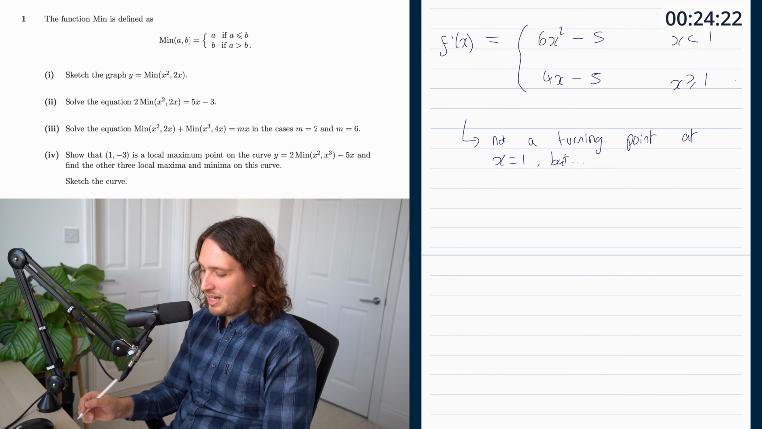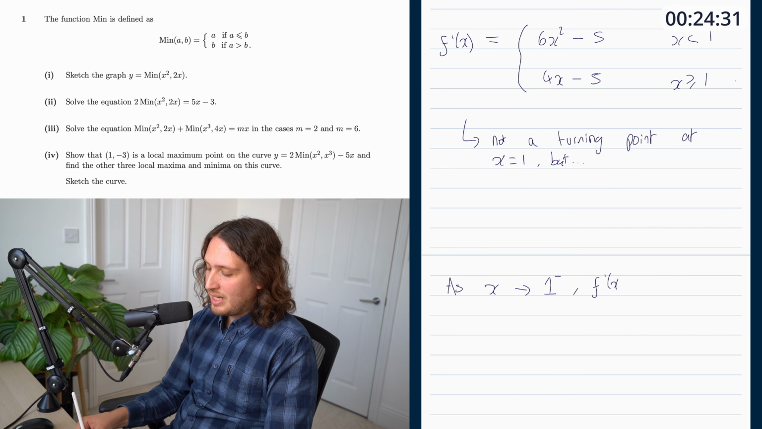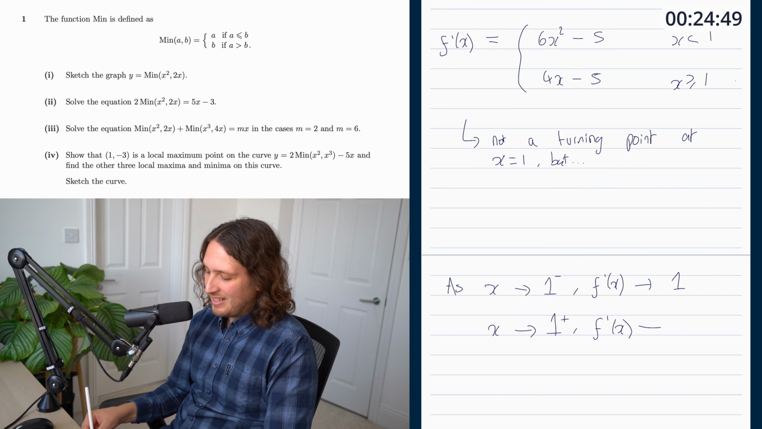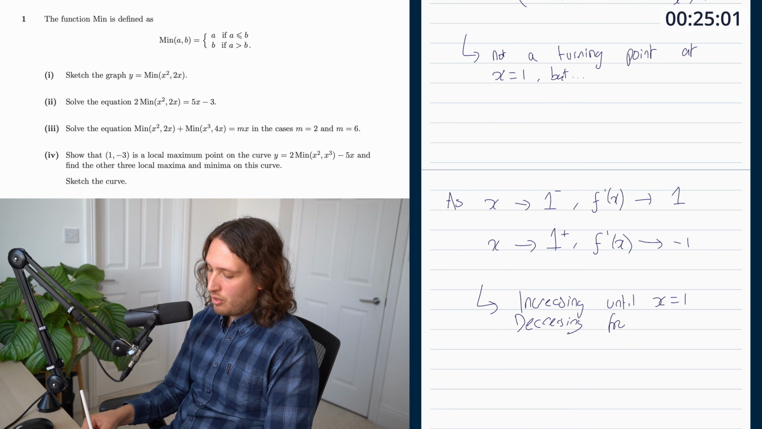Let's evaluate the derivative in each of the two cases. So as x approaches 1 from the left, the derivative, well, I meant to use that formula, so it tends to 1. But as it tends to 1 from the right, I meant to use that formula. Here we go. And so it tends to -1. So that means it was increasing until x equals 1, decreasing from x equals 1, so has a local max.